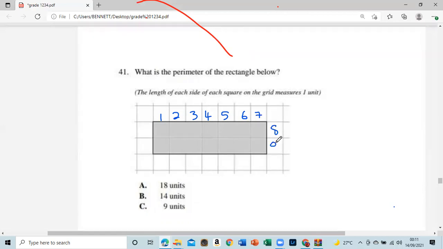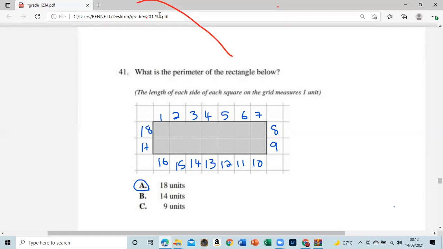Remember, perimeter is the total distance around. Let's see how it works out. This is the perimeter, right? So perimeter is the total distance around. I can say 1, 2, 3, 4, and it says 18. If they had asked us for area, it would be the number of square units inside. So it would be these.